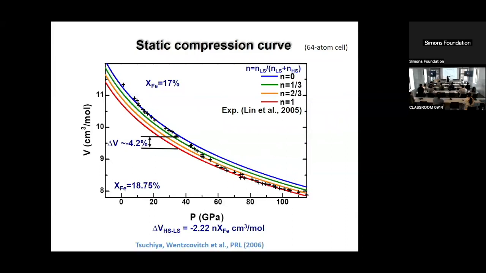This is the compression curve of the high spin state and low spin state, superposed on the experimental compression curve for this composition. As you can see, there is good agreement with the experiment, but you can see clearly that the crossover happens in a broad pressure range, starting at about 45 and ending at about 60 GPa. It's not a sharp transition. It's a continuous crossover. And this picture here shows the compression curve when you have a supercell with 1/3 of ions in the low spin state, etc.